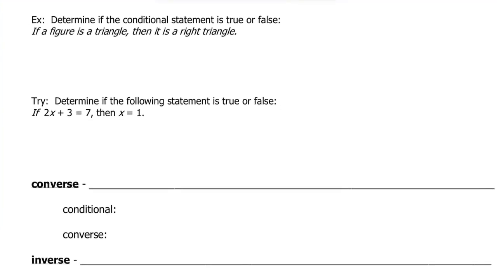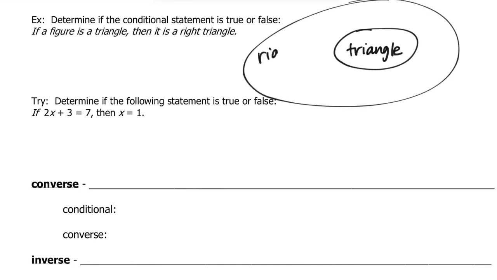Okay, so here we are. We're going to determine if the conditional statement is true or false. So if a figure is a triangle, then it is a right triangle. Well, let's see. If a triangle, then a right triangle. So I kind of draw that Venn diagram. I think we can all read this and say, oh, that's false.